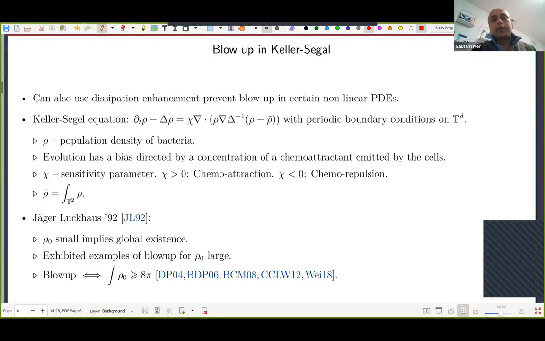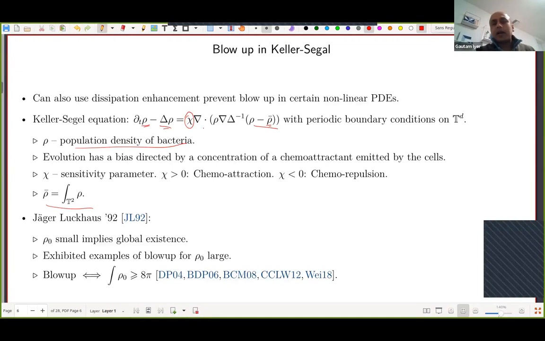I'm going to think of rho as the population density of bacteria, and look at the equation: dt rho minus Laplace rho is equal to chi, which is a sensitivity parameter, times the divergence of rho gradient Laplace inverse of rho minus rho bar. Rho bar is just the average of rho on the torus. I'm doing everything with periodic boundary conditions.